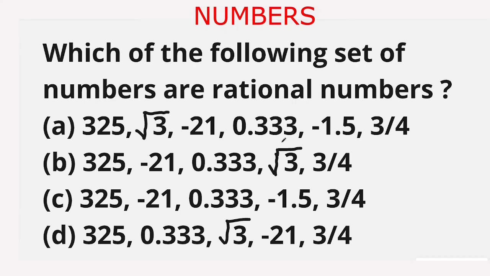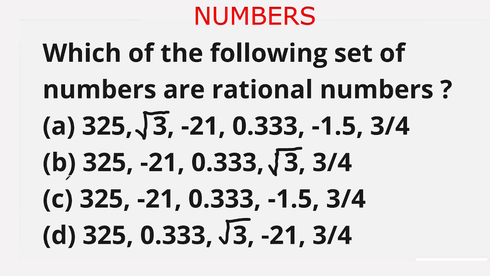0.333 is a terminating decimal, therefore it is a rational number. Minus 1.5 is also a terminating decimal, so it is a rational number. 3 upon 4 by itself is a number represented in the form of P upon Q, so it is a rational number. Thus, due to under root 3, option A is not the set of rational numbers.